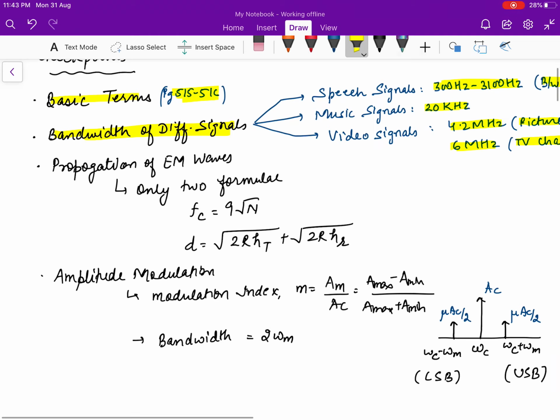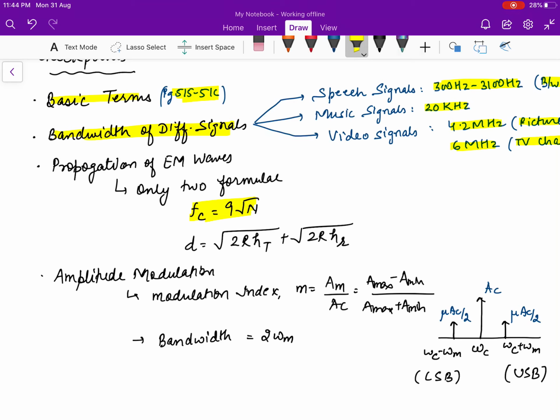Now for the propagation of EM waves, you have that ground waves, sky waves and that space waves. So here the basic formula that you should remember for the numerical point of view are: first is the critical frequency that can be reflected by an ionospheric layer, that is Fc is 9 root n, where n is the electron density, charge density, ion density, whatever density be given in the question.